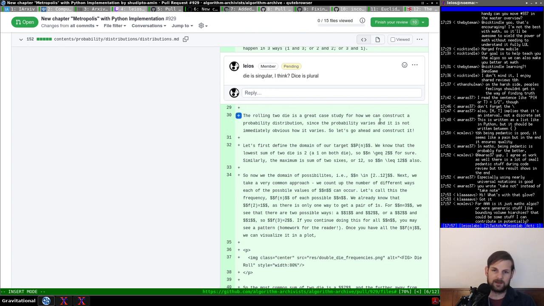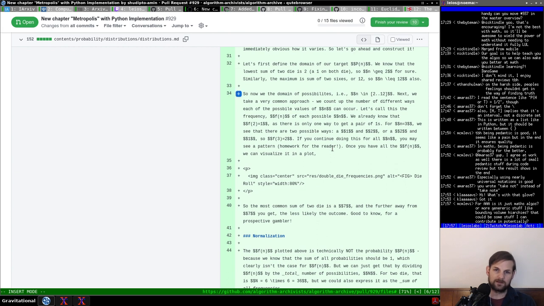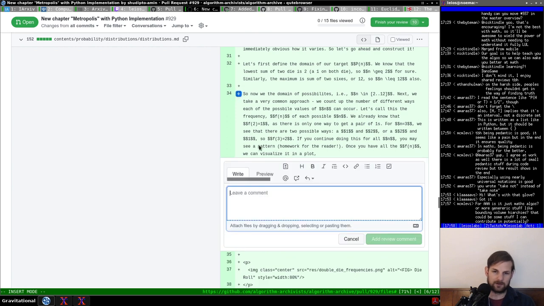The rolling of 2 die is a great case study for how we can construct a probability distribution, since the probability varies and it's not immediately obvious how it varies. So let's go ahead and construct it. Let's first define the domain of our target p of n. We know that the lowest sum of the 2 die is 2, a 1 on both sides. So n is greater than or equal to 2 for sure. Similarly, the maximum is the sum of 2 6s, or 12. So now we know the domain of possibilities.